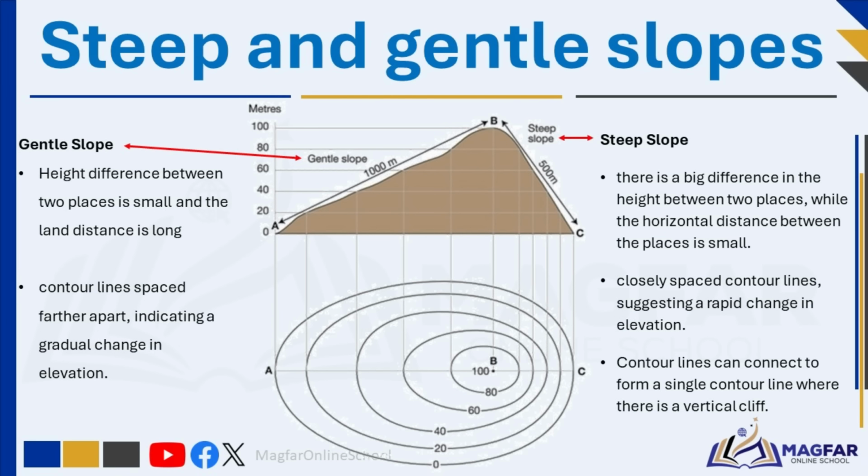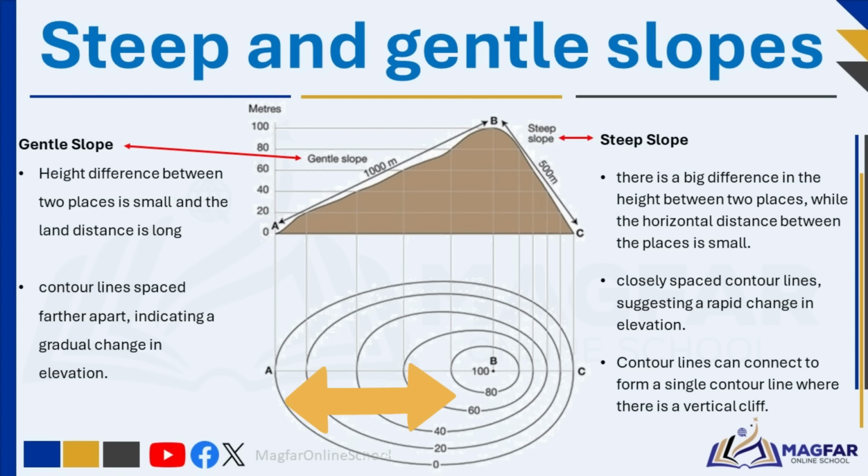Gradient describes the steepness of a slope. Steepness tells you about the angle of the slope. A slope will have a gentle gradient if the height difference between two places is small and the land distance is long, for example, a gently sloping field.